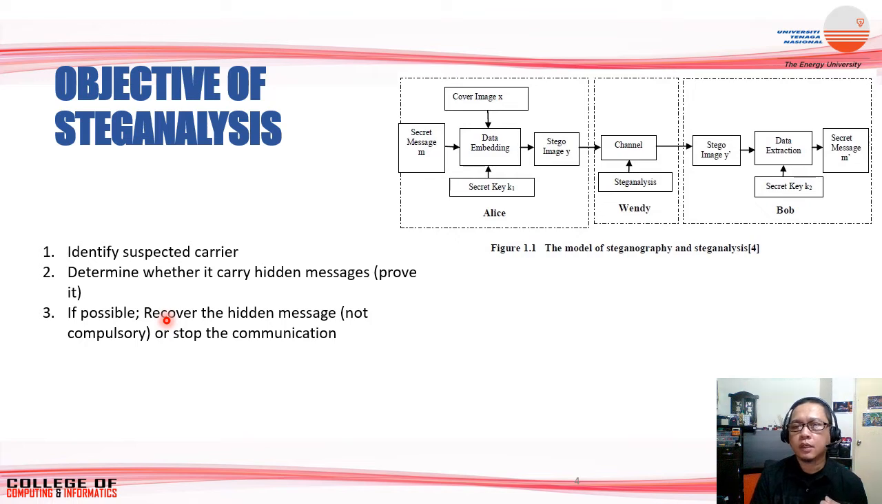First of all, try to identify the suspected carrier. Secondly, determine whether it actually carries a hidden message. Third, if possible, try to recover the hidden message being communicated. And if the determination of the carried information is not possible, try to stop the communication from actually going through.